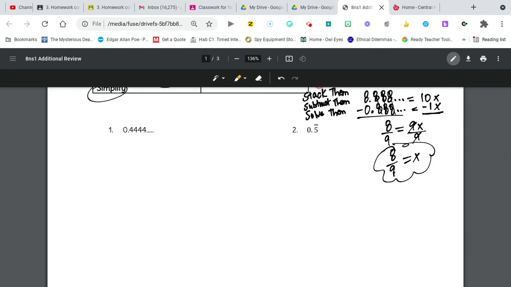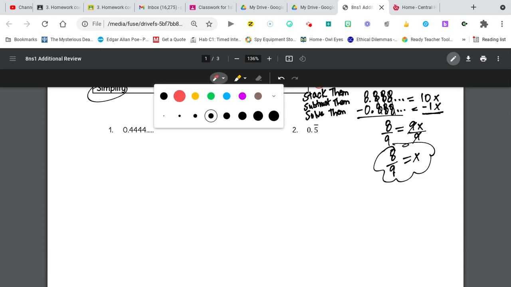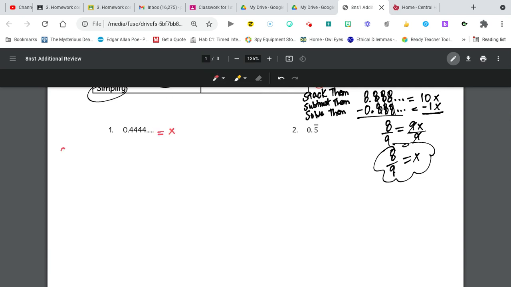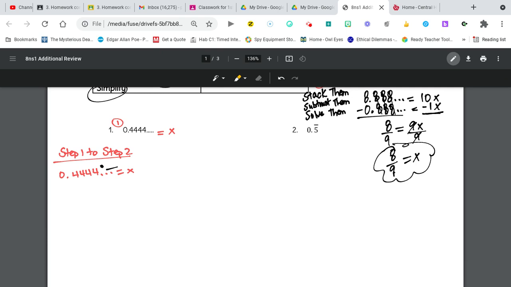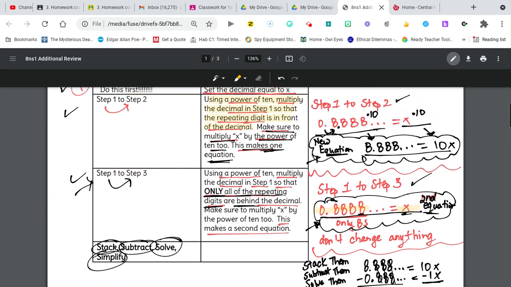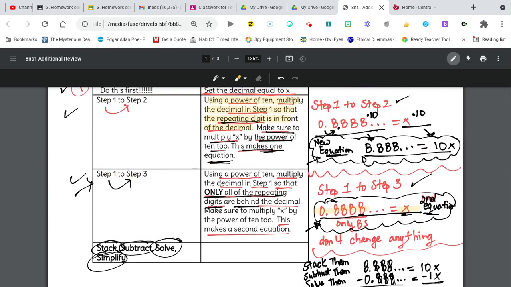All right. Step 1 here is to set this equal to x. So I'm going to go from step 1 to step 2. I'm going to write this equation down. That's the equation from step 1. Now to get to step 2, I just got to figure out, what do I have to multiply that decimal by, and what do I got to multiply this x by? What do I multiply this decimal by so that the repeating digit is in front of the decimal?